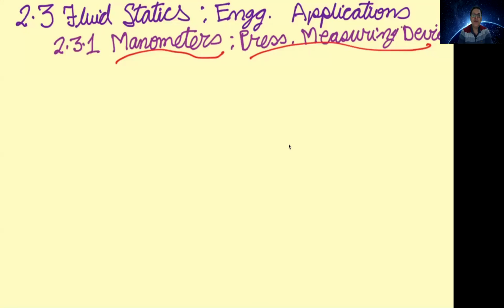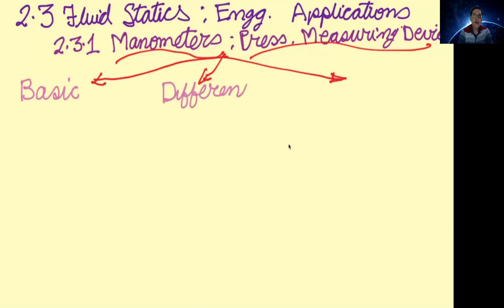Three different types of manometers are presented here as the pressure measuring device: a basic manometer, a differential manometer, and a multi-fluid manometer. These are used for different types of engineering applications. I will demonstrate the three different types of manometer separately.